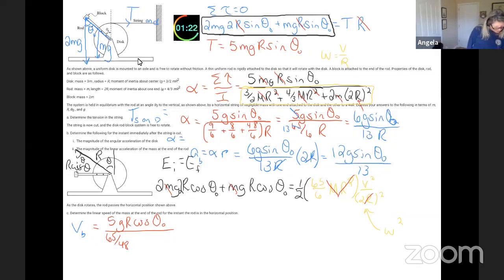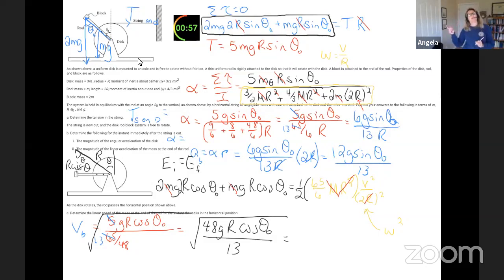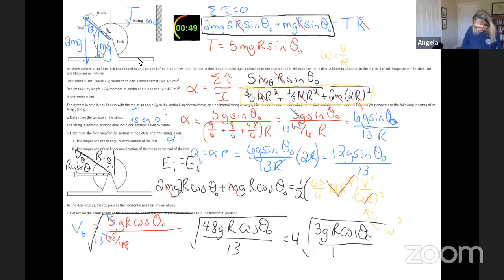Okay, so then we flip it up. Actually, I want to cancel the 5 first. 5, and this will become 13. So it'll be, I almost forgot to square root. Wow, so much algebra. Okay, so it's the square root of 48 g r cosine theta naught over 13. And that 48, it's 16 times 3, right? So you can take a 4 out, square root of 3 g r cosine theta naught over 13. Okay, so that was crazy, but we did it.